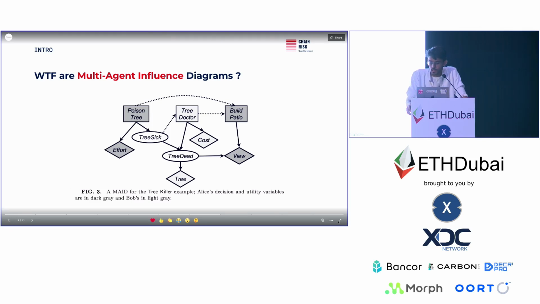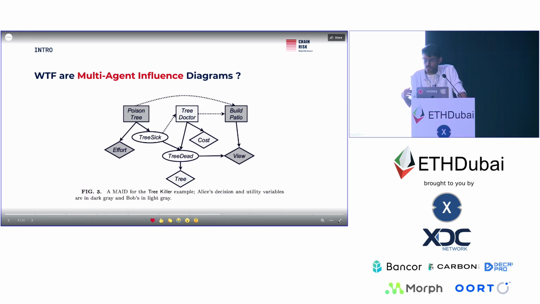If you see the graph over here, it is clearly showing that poisoning the tree, through the dotted line, is directly affecting the patio. Mark might call a tree doctor. He can cure the tree. That will come at some cost. To poison the tree and to monitor it, Alice would always need to put in effort and check whether the tree is dying or not, right?